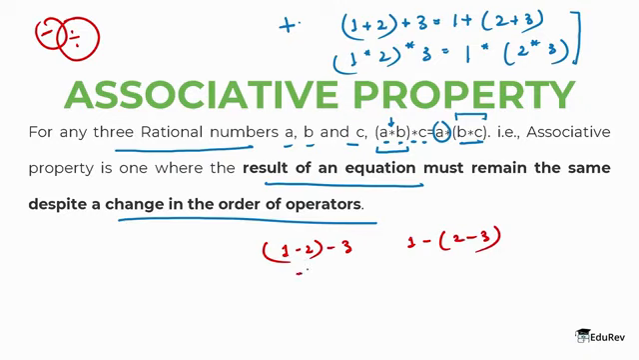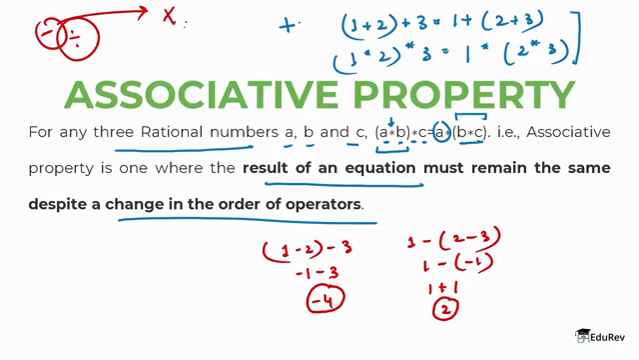If I solve this, this is going to be negative of 1 minus 3, which is going to be negative of 4. The other one, 1 minus 2 minus 3, is going to be 1 minus negative 2, which is minus minus is plus, so 1 plus 1, which is 2. So we can see that 2 is not equivalent to negative of 4. That means subtraction does not follow the associative property.